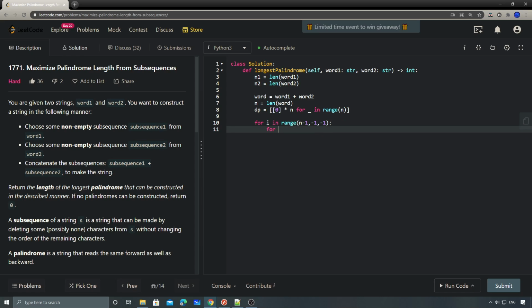So I'm doing this from the end to the beginning, so that I can just use I and j to represent starting from I and ending with j. So j is going to be from I to n. You can do it in a different order, but this is how I do it. So basically, if words I equals words j, right?